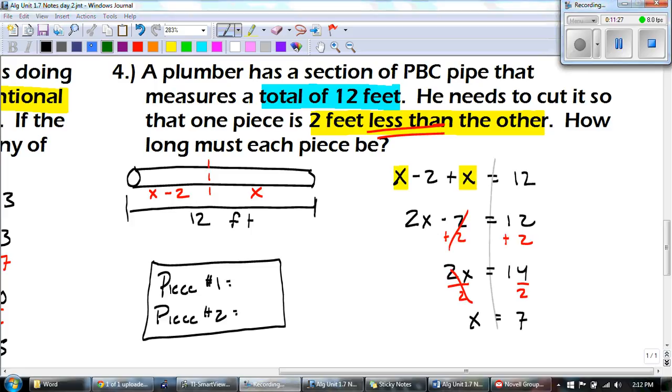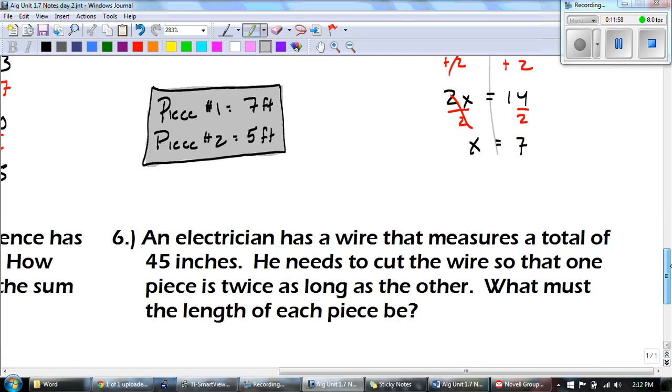Okay, so solving, I found out that one piece is 7. Okay, that's my x. So that means my other one is 2 feet less than that. So one is going to be 7 feet and 2 feet less than that is going to be 5. And double check. What's 7 plus 5? Is 7 plus 5 12? Yeah, then we did it right. Okay? It's always important to double check your work.